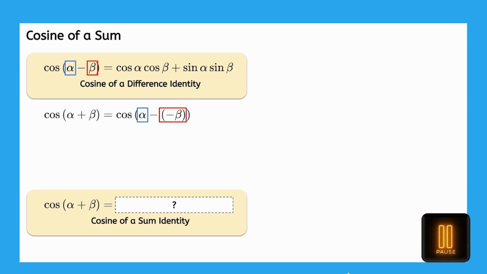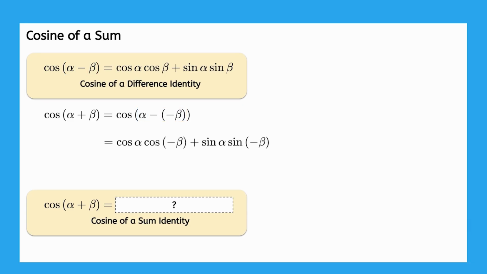Pause the video and try doing this on your own. Apply the identity using alpha and negative beta. We get cosine of alpha times cosine of negative beta plus sine of alpha times sine of negative beta. We can now do some simplifying. Do these expressions remind you of any identities you've previously seen in this unit?